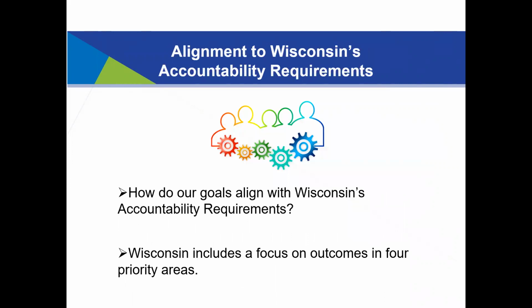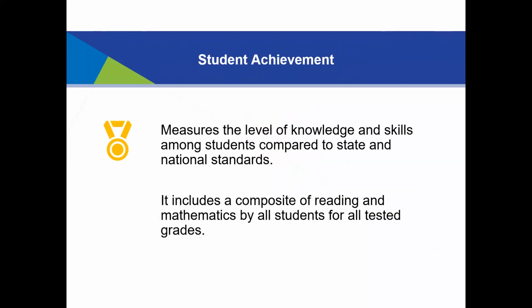So another key consideration to be thinking about in terms of goal setting is the alignment to Wisconsin's accountability requirements. And here, I personally believe that there's been some good work done, at least in outline, on what are the requirements that we want all schools and all school districts meeting. So how do your goals align with Wisconsin's accountability requirements? Wisconsin includes a focus on outcomes in four priority areas. So let's take a look at those. First and foremost is student achievement. Those are measures of the level of knowledge and skills among students compared to the state and national standards.